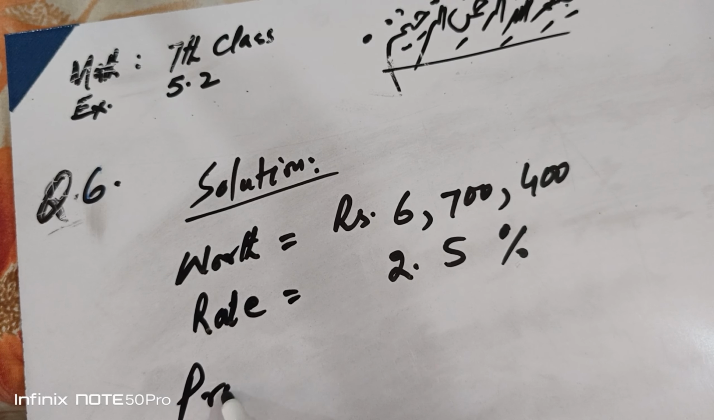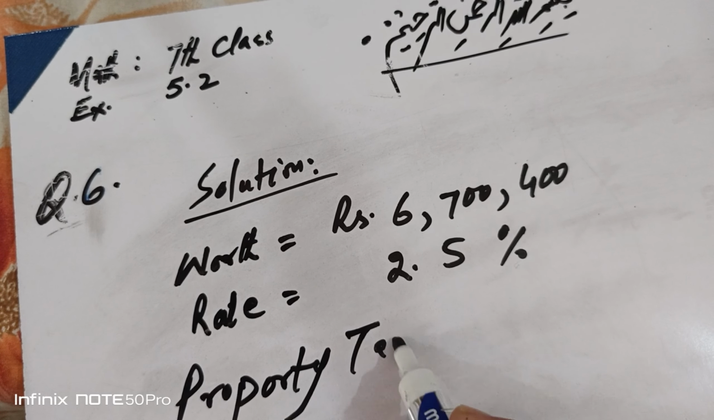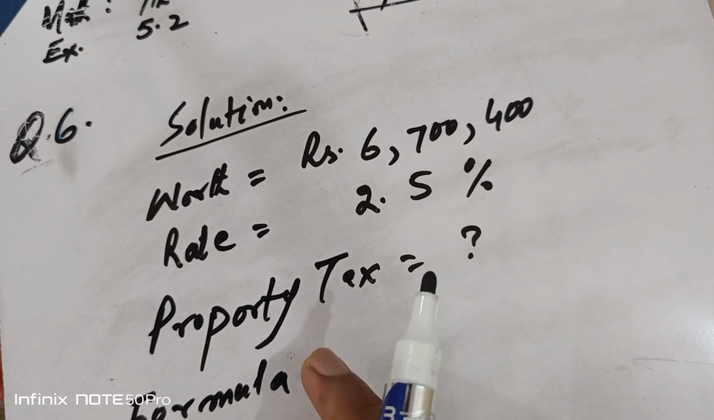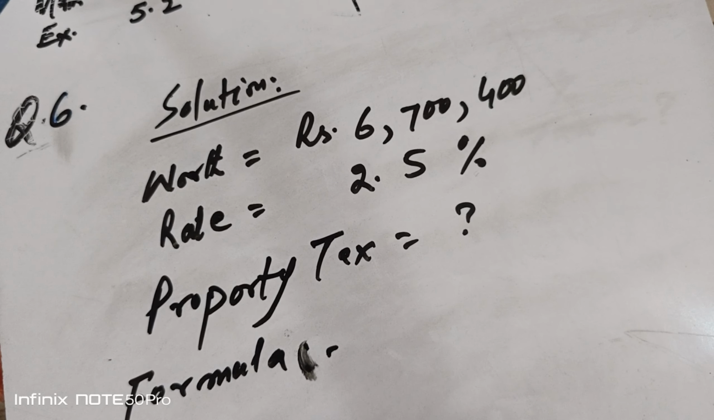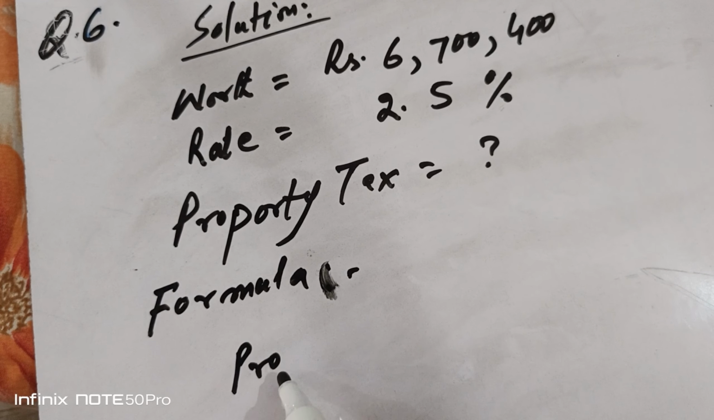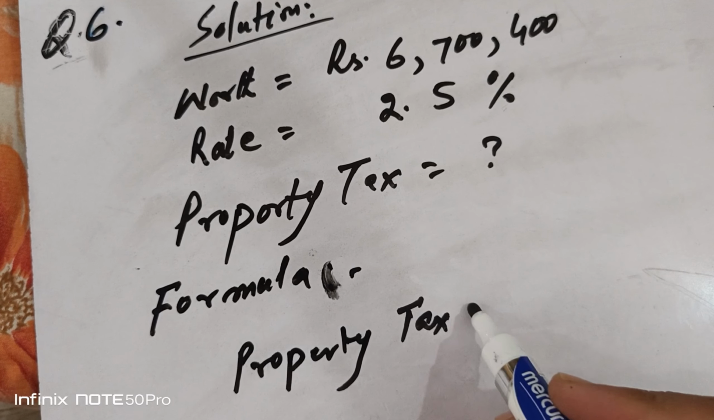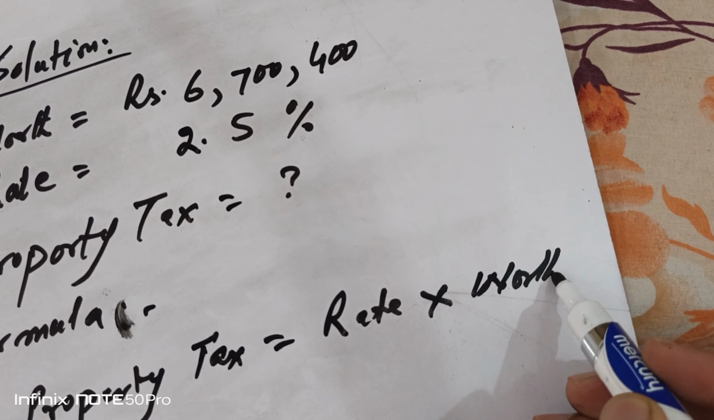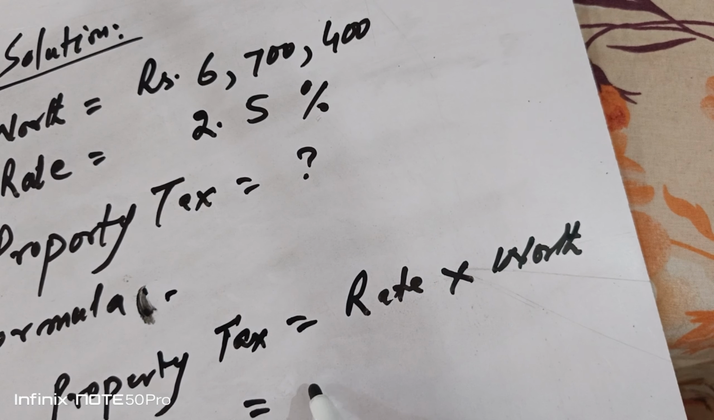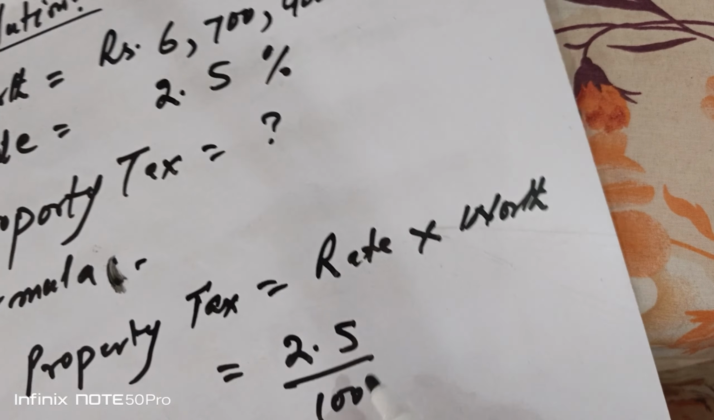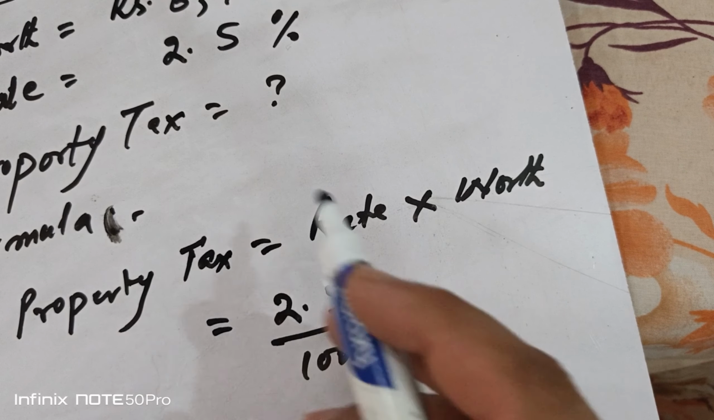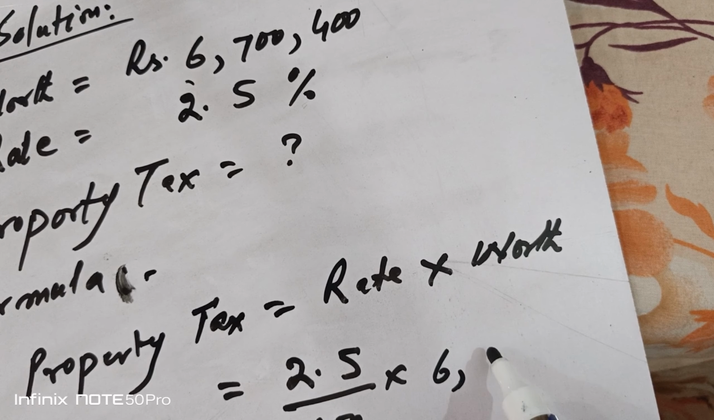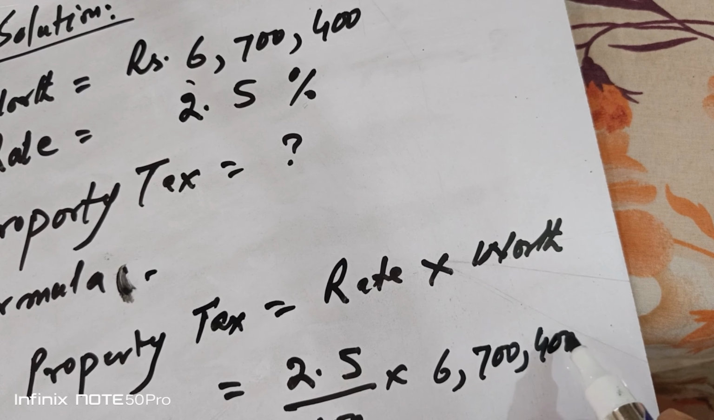We have to find the property tax, and we know the formula of property tax is equal to rate into worth. The rate is given, which is 2.5%, and the worth is already written here. Yes, this is the worth. I am going to write it: 6,700,400.